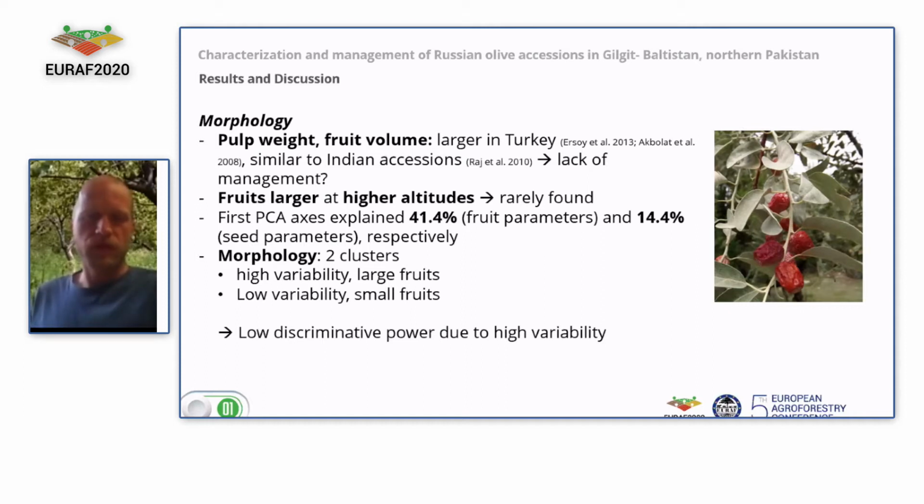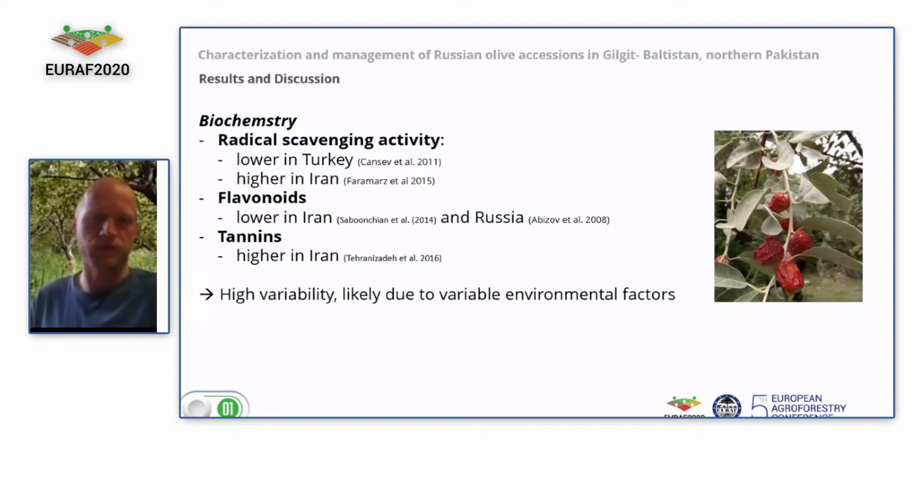We also performed PCAs on fruit parameters and later applied cluster analysis, and we found that there is actually a high variability in one cluster with large fruits and rather low variability with particularly small fruits. Because of this high variability of fruits, the discrimination was quite difficult, and the axes of the PCA only slowly increased to explain the different variations found.